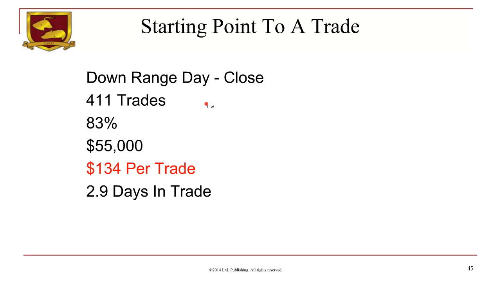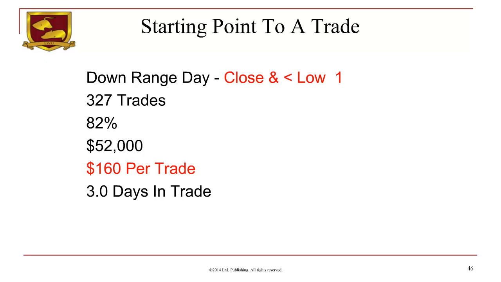Oh, look at this. Down range day with a minus close, $55,000 per trade. Suddenly, we found a pattern that is producing some profits. Down range day with a minus close. We have a building block. What if we have a down range day and the close is less than the prior day's low? Whoa, 82% winner, $52,000, $160 profit per trade.